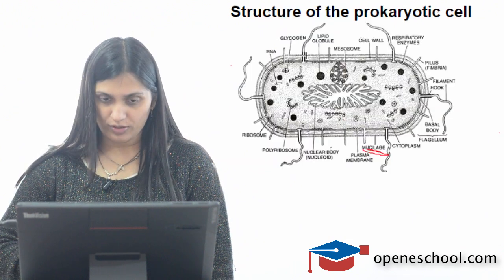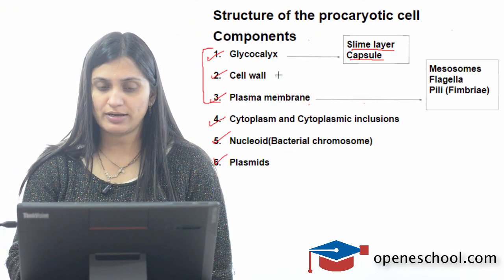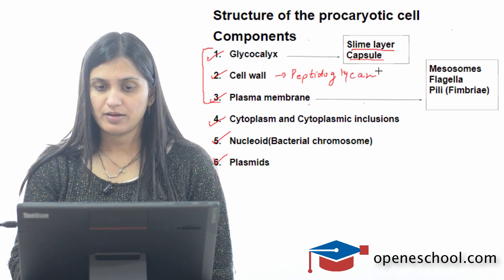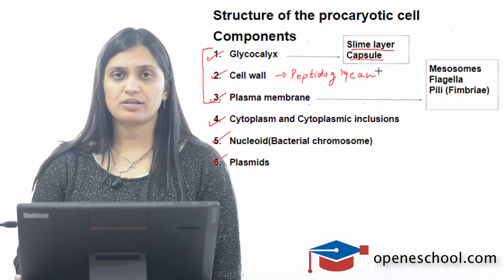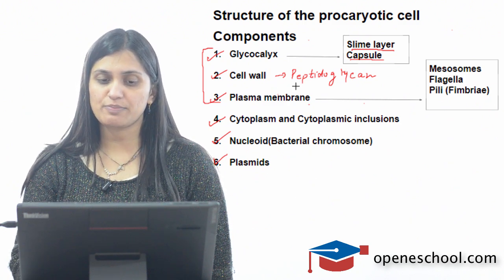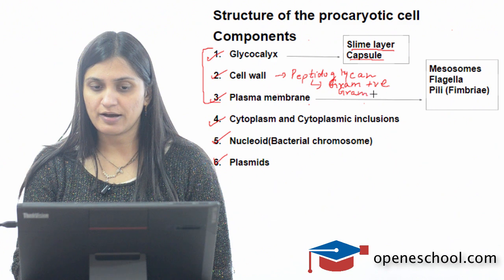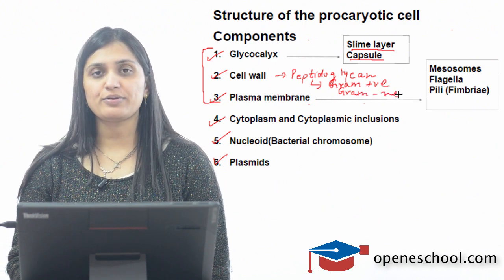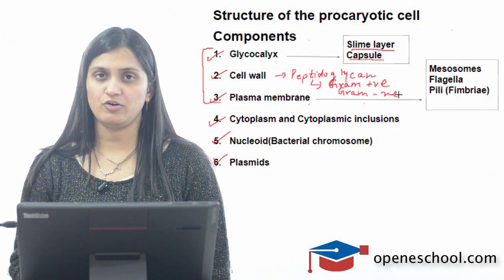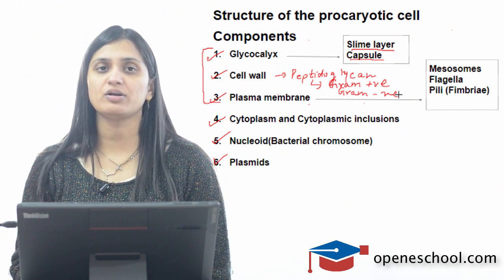Now, the second one is the cell wall. It lies inner to the glycocalyx. Here, this is the cell wall. Now, the cell wall is formed of peptidoglycan. Now, peptidoglycan, this layer, is a polymer which is formed of N-acetyl glucosamine and N-acetylmuramic acid and some polypeptides. Now, based on this peptidoglycan layer, the bacteria can be classified into gram-positive bacteria and gram-negative bacteria. In gram-positive bacteria, there are multiple layers of peptidoglycan, and in gram-negative bacteria, there is only a single layer of peptidoglycan. Now the cell wall provides protection to the cell and also provides a particular shape to the cell.